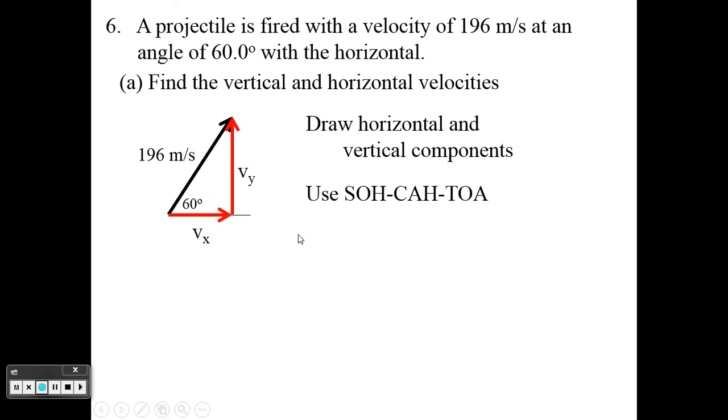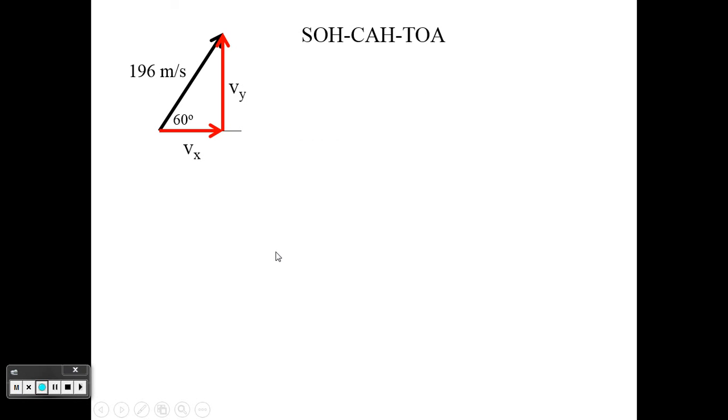Now, V sub x is the adjacent side. Adjacent and hypotenuse are related by the cosine. Cosine is equal to adjacent over hypotenuse. So 0.5 is equal to V sub x over 196.